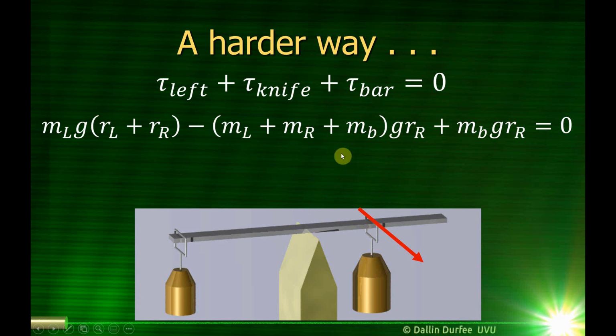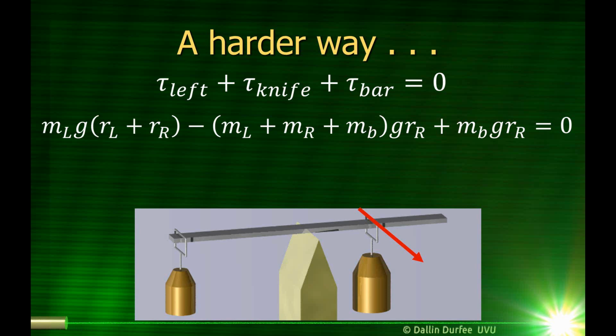Now the torque due to the knife edge. The magnitude of the force is the sum of the masses times G, and the lever arm is just this distance here, R right, okay? And if I do R cross F, the right-hand rule says that's going to be into the screen, so that's a negative torque. And then the weight of the bar, all right? So if we take the mass of the bar times gravity, that's this force here, and the lever arm is just R right, and if we take R cross F, that's out of the screen, so that's positive.